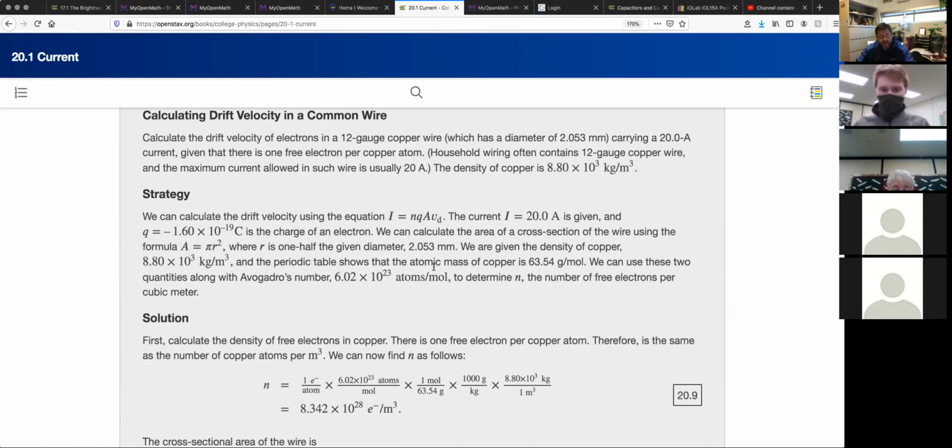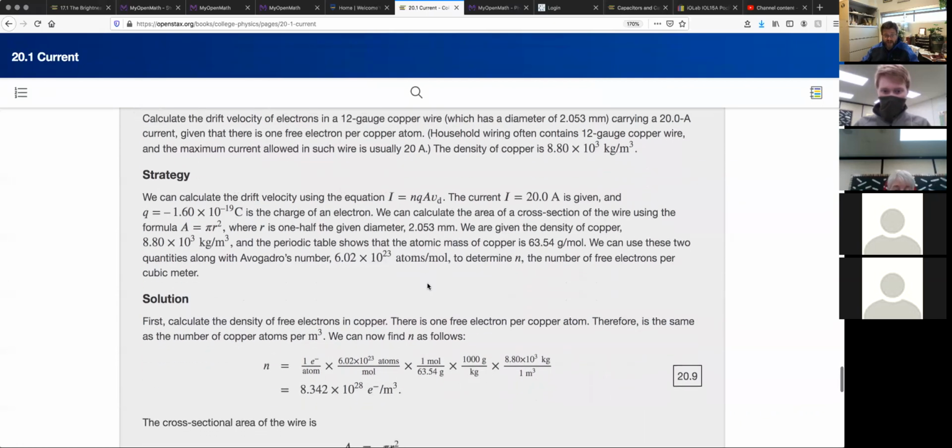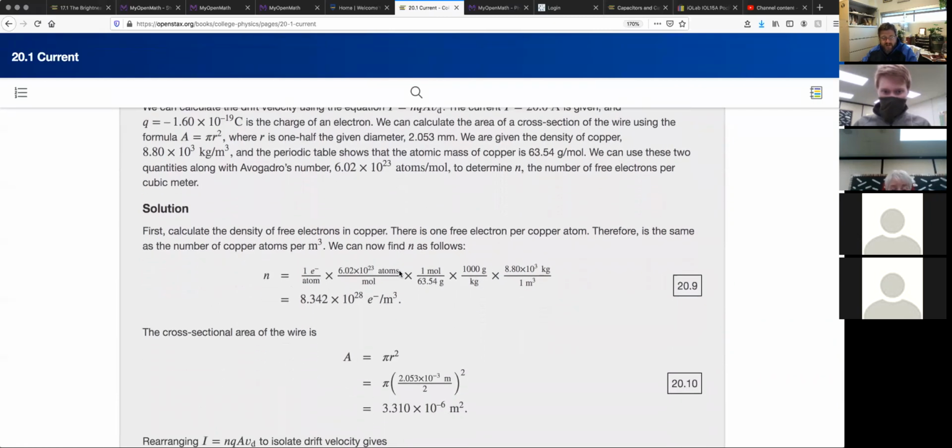Density of copper. This is actually going to give us the number of atoms per mole, which will tell us the number of free electrons in this copper, because there's one free electron per copper atom. So we've got to figure out how many atoms there are. And that's for the number n, which is the number of charges available, wherever that is in the equation right there. So we use the atomic mass of copper and the density of copper and Avogadro's number per mole, and that'll tell us the number of atoms per cubic meter, the n.